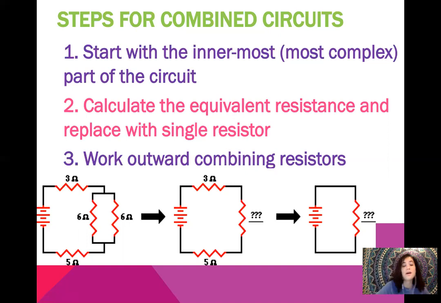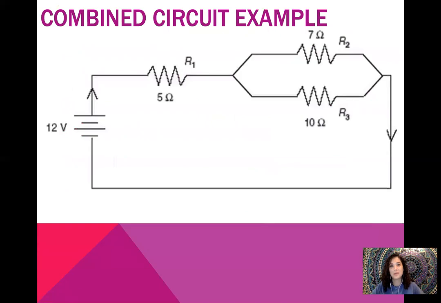All right, so I've got one example, and then you'll be free to try this on your own. Here is our combined circuit example. We've got one 5 ohm resistor, and then we've got a 7 ohm resistor and a 10 ohm resistor. As you can see, I've got the 7 and the 10 ohm resistor working in parallel, right? My current will go through R1 and then it'll split and either go to R2 and then back, or it'll go through R3 and then back.